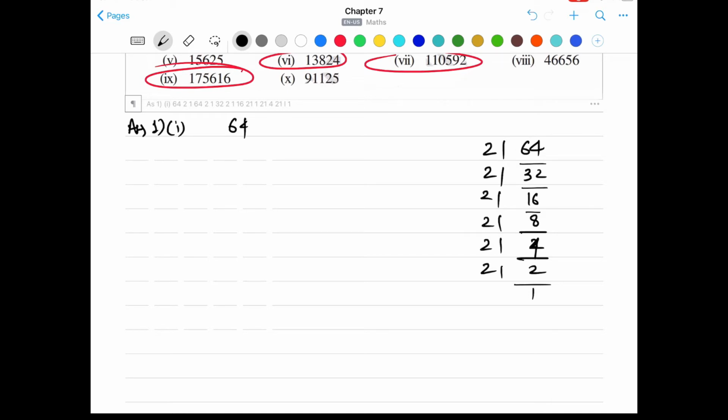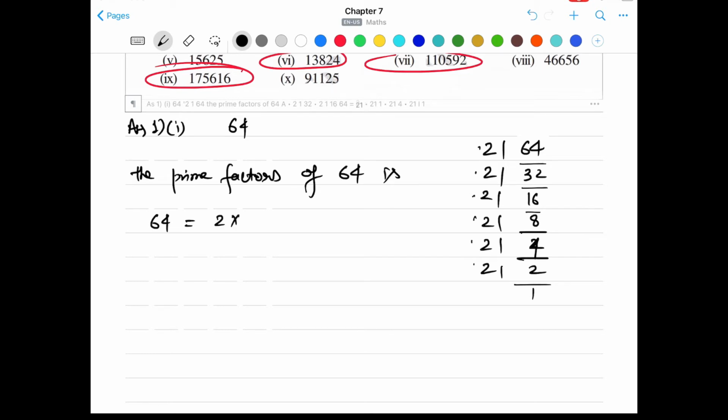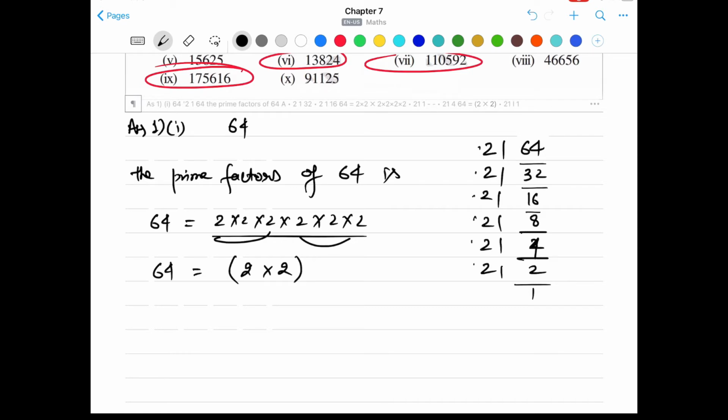So write the prime factors of 64: 64 equals, let's count the number of 2s. We have 1, 2, 3, 4, 5 and 6. So write 2 into 2 into 2 into 2 into 2 into 2. So we got 6 times 2. Now in this number what you have to do is make a triplet of each prime factor. So we have one triplet of 2 and another triplet of 2. From each triplet we'll take a single 2, that is 2 from the first triplet and 2 from this second triplet, and outside we'll write the common power, that is the whole cube.